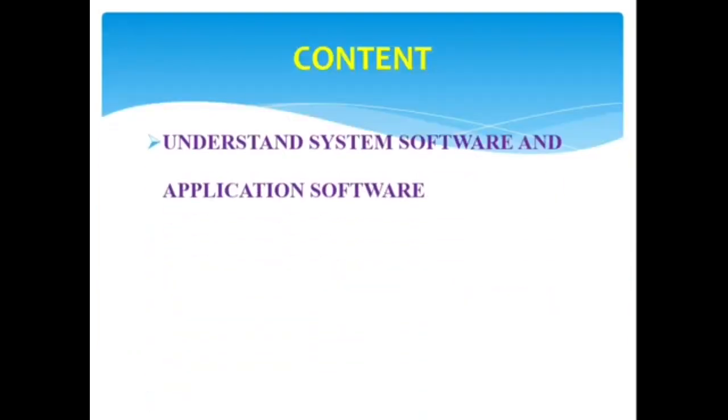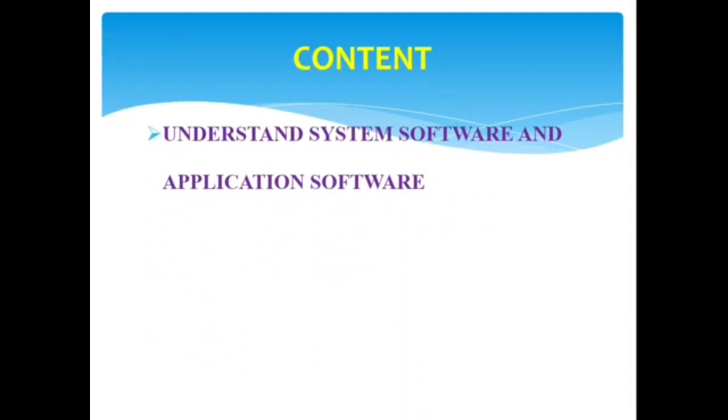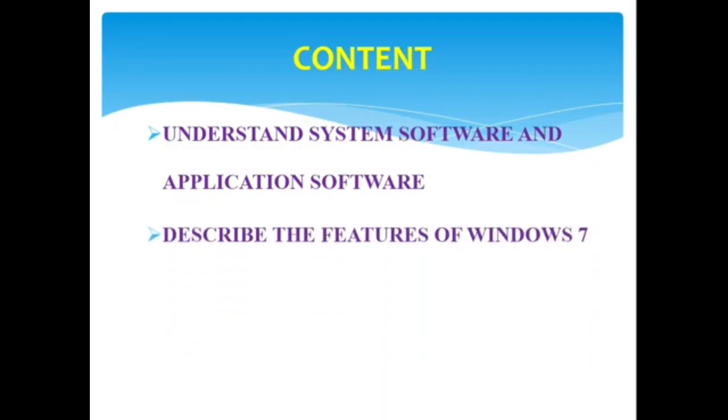Let us see. The first one is understanding system software and application software. So in this lesson, we know about what is system software and what is application software. These both topics we have to see in this chapter. The next one is describe the features of Windows 7. So what features are there in Windows 7? We will see in this lesson.